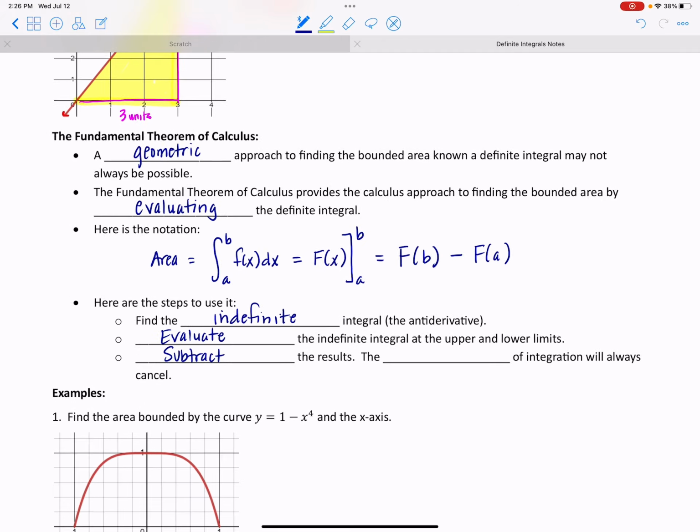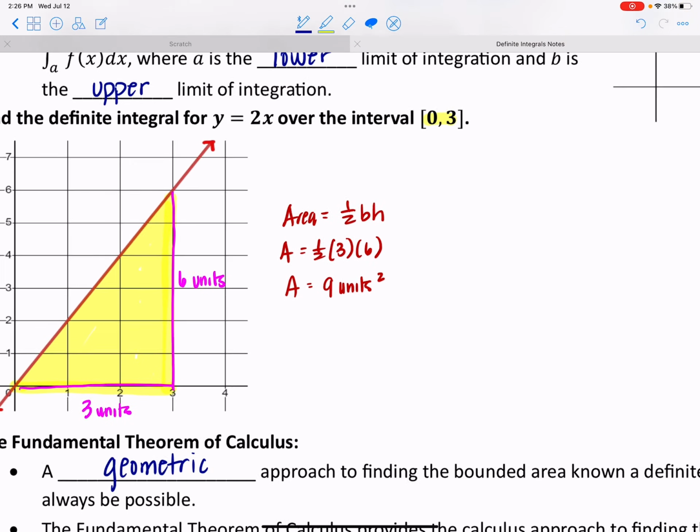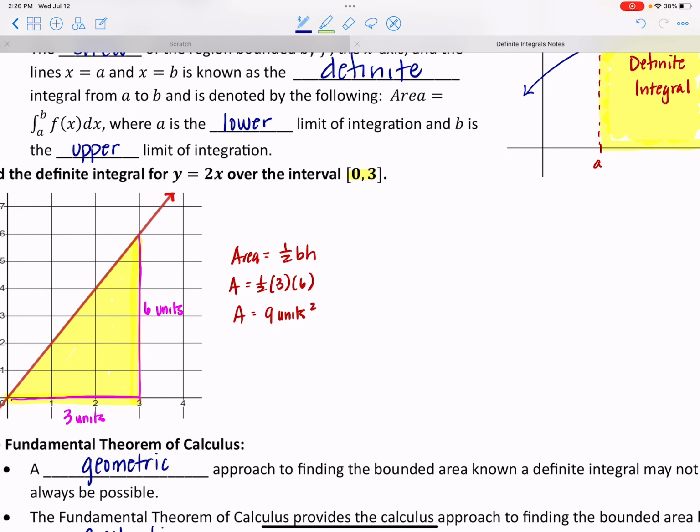So let me go back up here and show you with this example where we already know the answer is going to be 9. Let me show you how the calculus works on this, and then we'll apply it where we actually have to use it, where we can't necessarily just use some geometric formula. Okay? So using this is a geometric approach here. And now we're going to use the fundamental theorem of calculus to get this same correct answer. The fundamental theorem of calculus, the calculus approach.